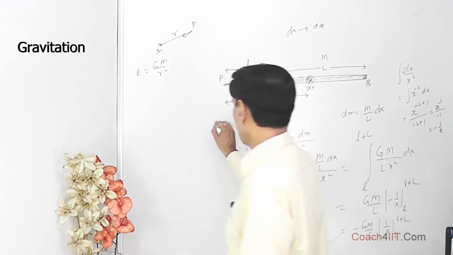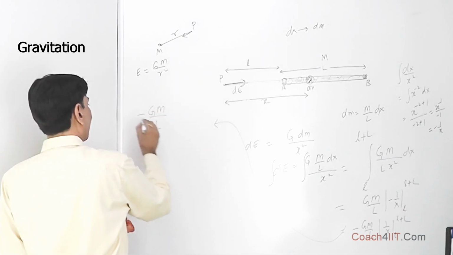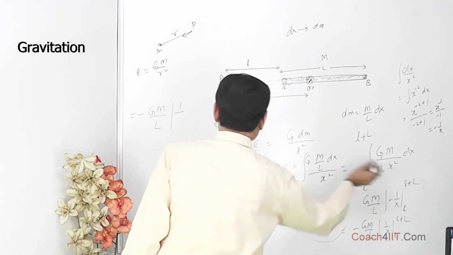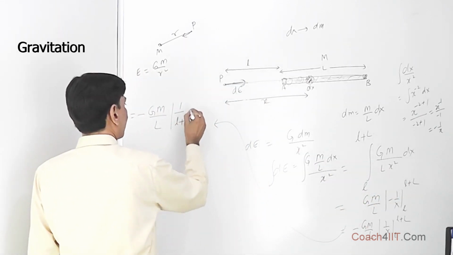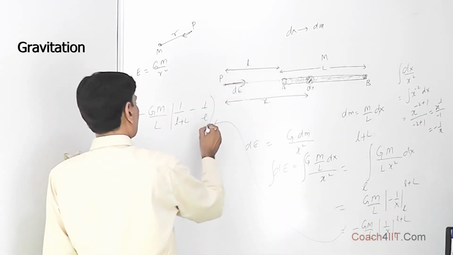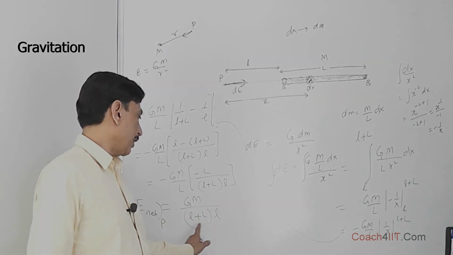And if we intend to solve it, this comes out to be minus GM by L, 1 upon, first we put the upper limit, that is l plus L, minus, then we put the lower limit, that is l. So net E comes out to be GM upon l plus L into l.